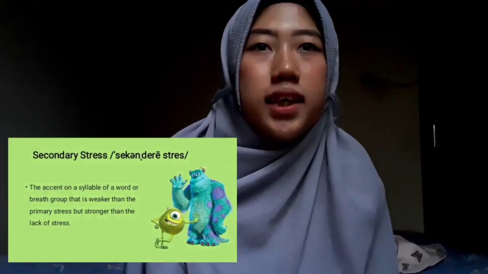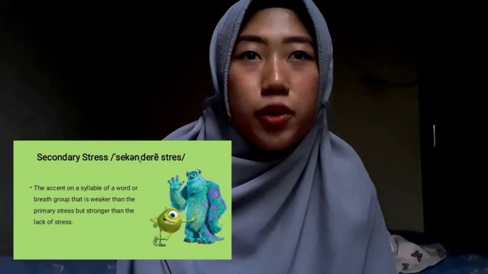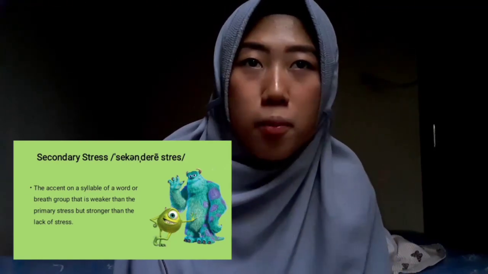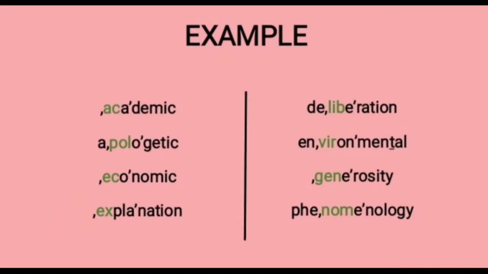The second kind of level of stress is secondary stress. Secondary stress is the accent on a syllable, a word or a breath group that is weaker than the primary stress but stronger than the lack of stress. Okay, let's move to the example of secondary stress. The words are the same, but the accents or pronunciation are a little different.